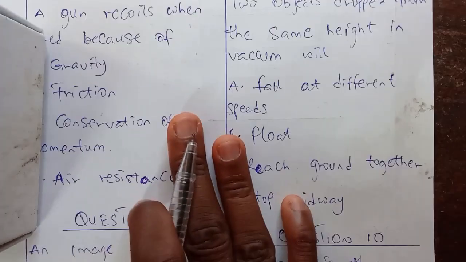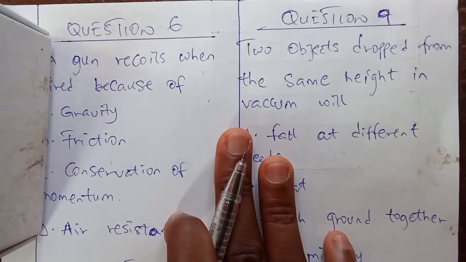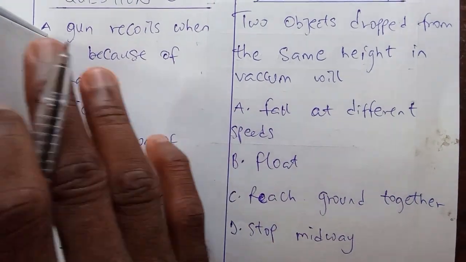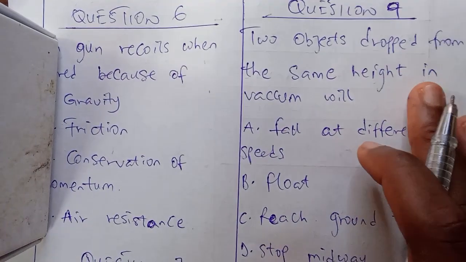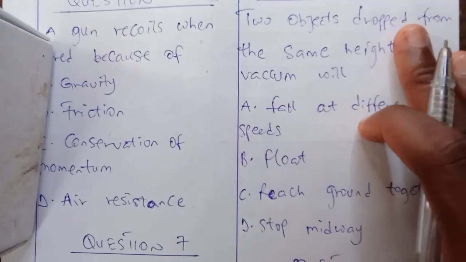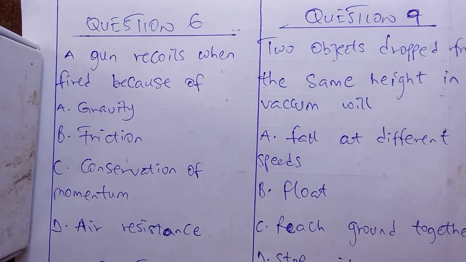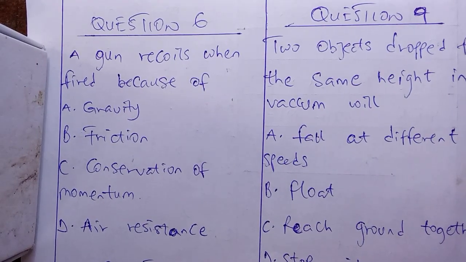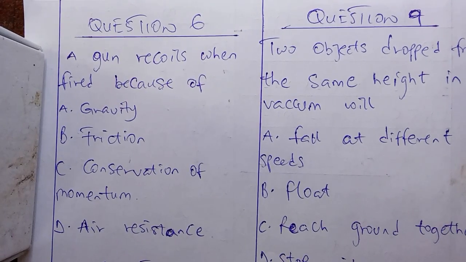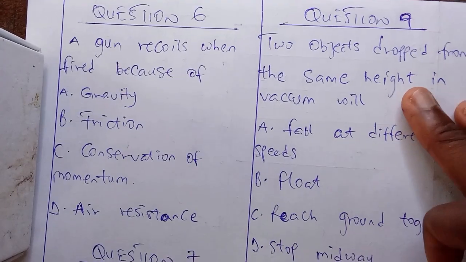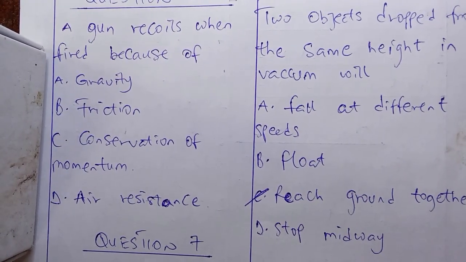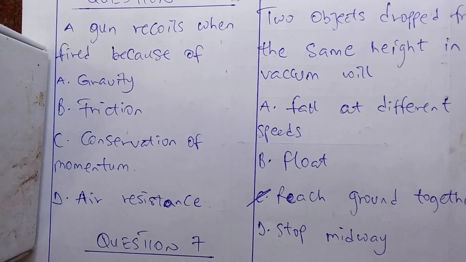Question 9. Two objects dropped from the same height in a vacuum will: option A, fall at different speeds; B, float; C, reach the ground together; D, stop midway. The answer is option C, reach the ground together. When two objects drop from the same height in a vacuum, they reach the ground together as long as they have the same mass.